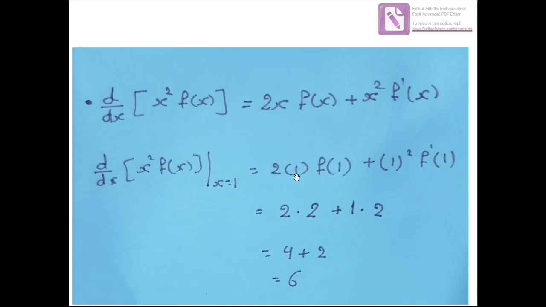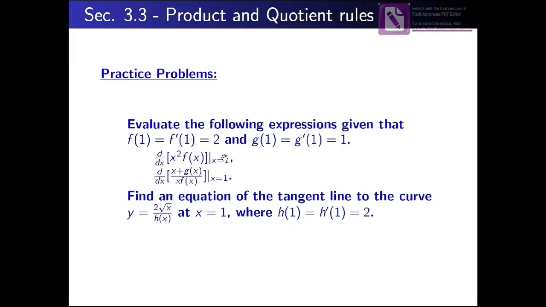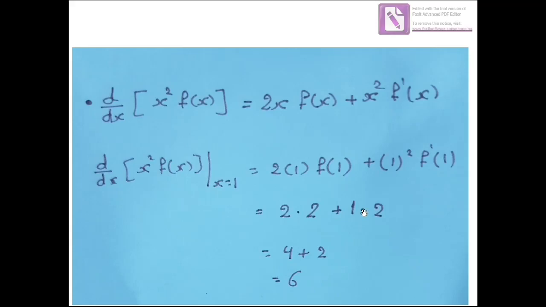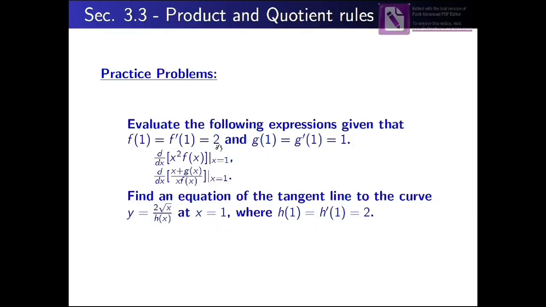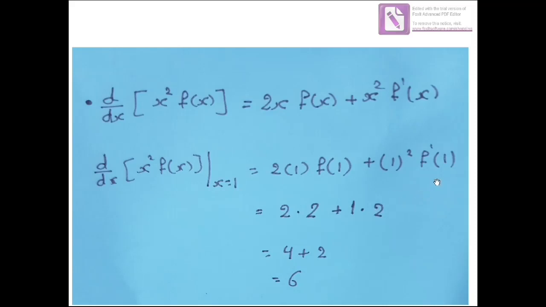So after that, 2 multiplied by 1, 2, f(1) is given as equal to 2, so 2 multiplied by 2, plus 1 will be the same, f prime of 1, that means it is given as 2, so we replace f prime of 1 by 2. 2 multiplied by 2 will be 4, plus 1 multiplied by 2 which is 2, so 4 plus 2 will give us 6. So the final result here is equal to 6.